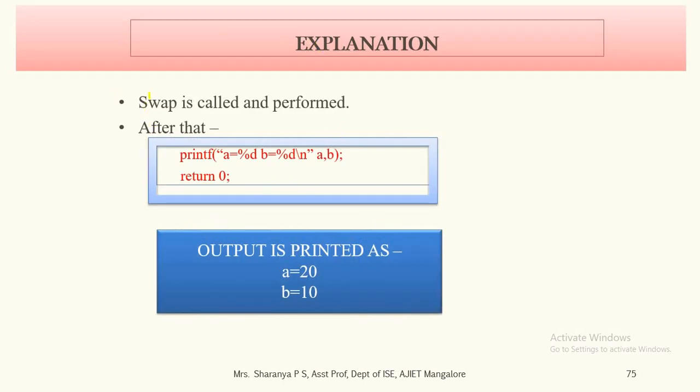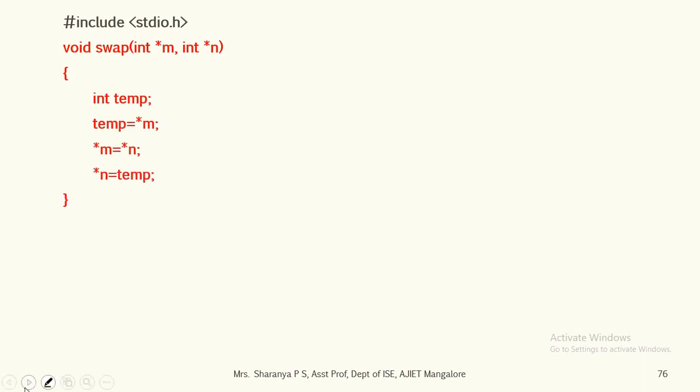Now the question is, after this swapping process, what will be the output? It is going to print A equal to %d and B equal to %d. What is the output? The swapping process is done by referring to the formal parameters m and n. But here, since the addresses of the variables A and B are passed, which we call the actual parameters, the changes done in the formal parameters are directly applied onto the actual parameters. That's why the values of A and B are exchanged, and now the values will be A equal to 20 and B equal to 10.